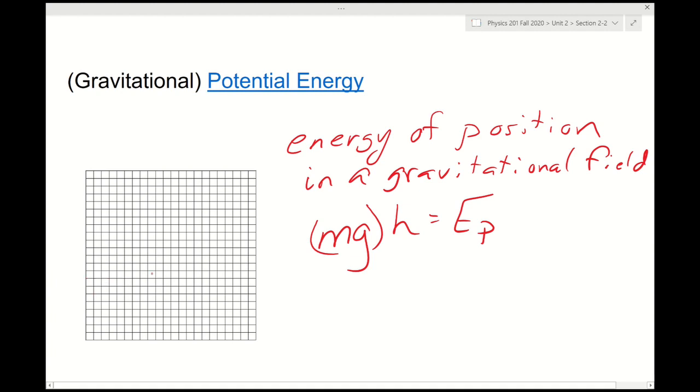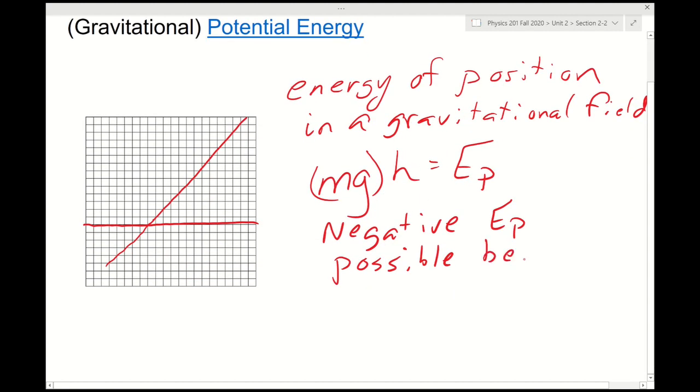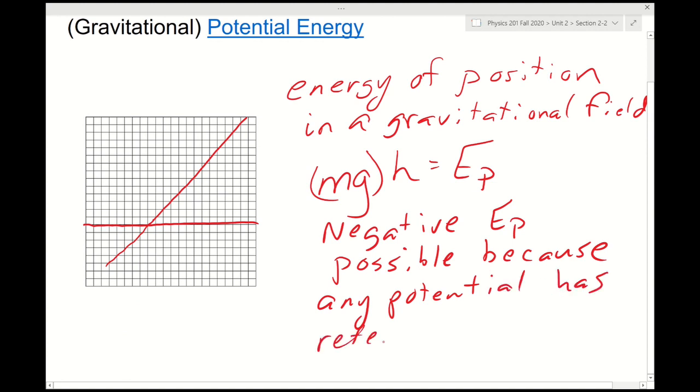Now, let's say we're measuring our potential energy from this line. That means that's linear. If you were to go below that line, then you could have a negative energy. Negative energies are possible because any sort of potential has to have a reference level or a reference position.